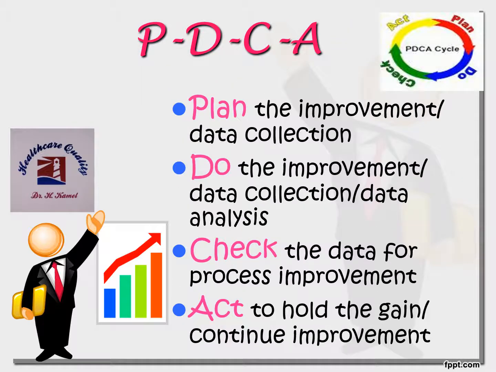For PDCA, we have P for plan the improvement and data collection. D for do the improvement and data collection and data analysis. C for check the data for process improvement. Then A for act to hold the gains and continue improvement.